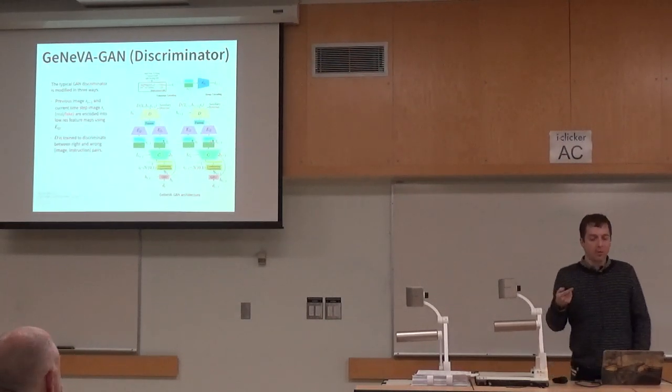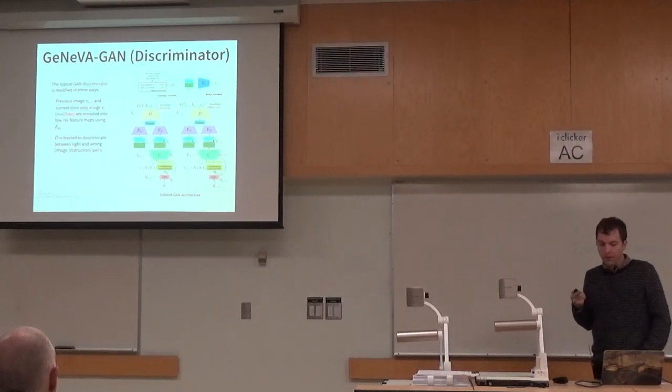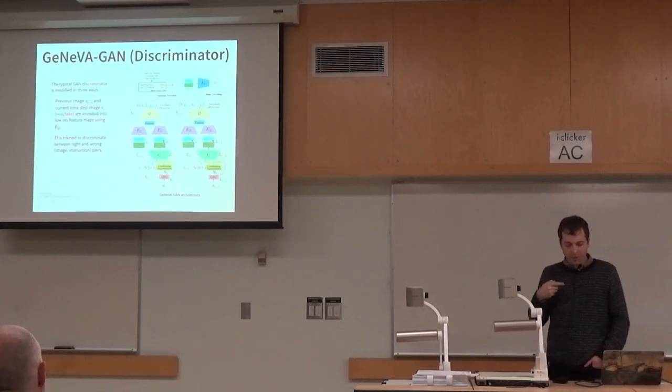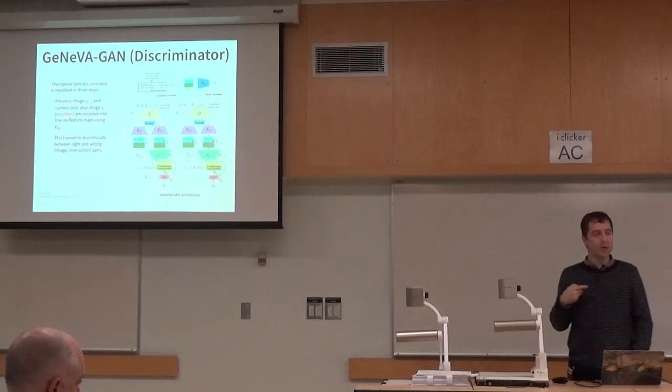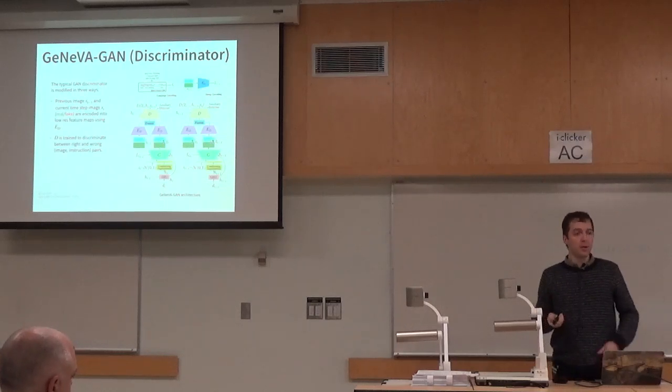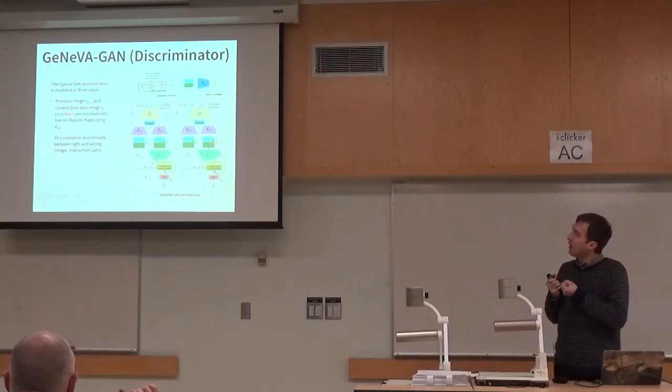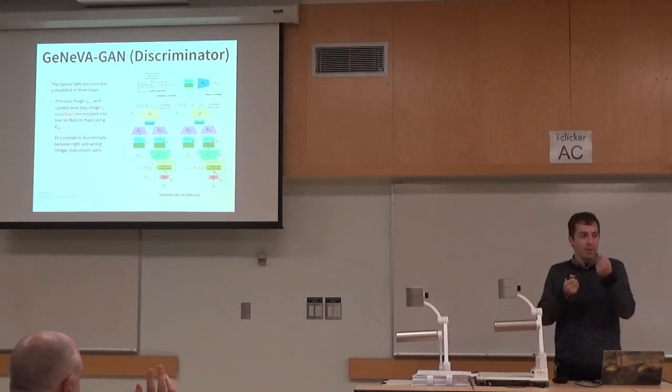We also want the model to not just generate realistic looking scenes, but generate scenes that are consistent with the instructions. So we actually have pairs of images and instructions that are both correct, and images and instructions that are mismatched.